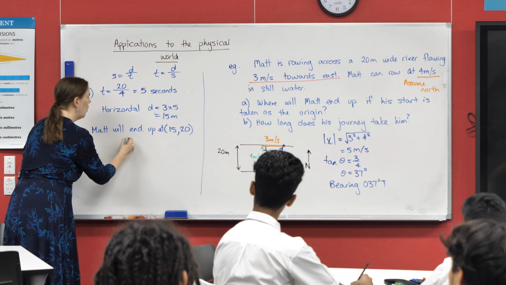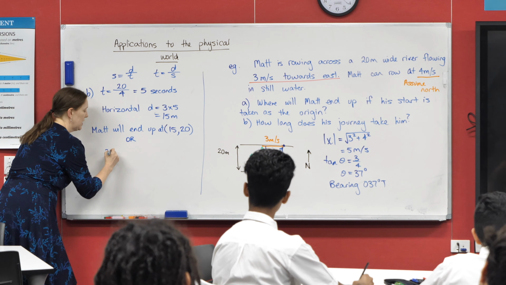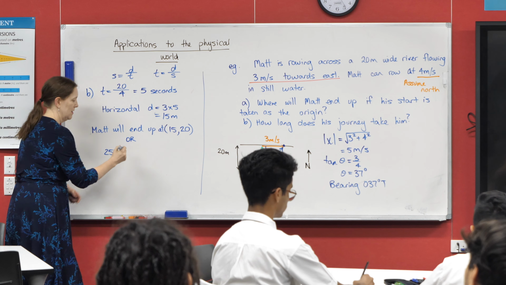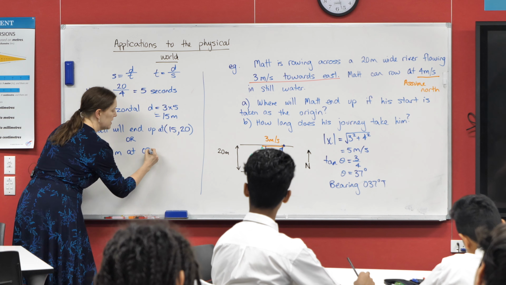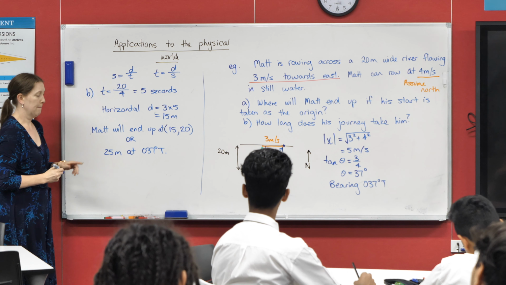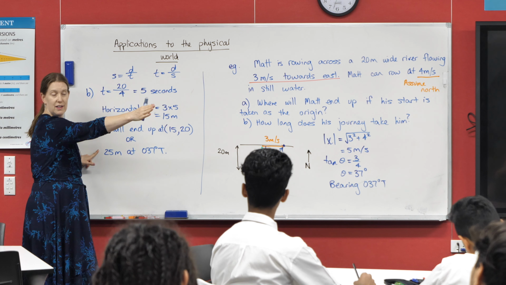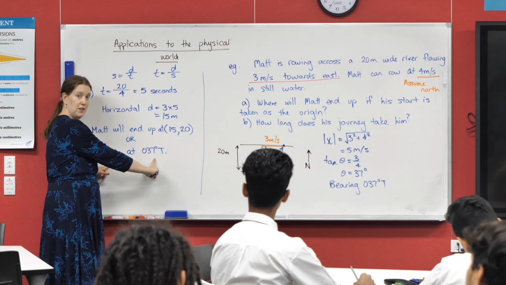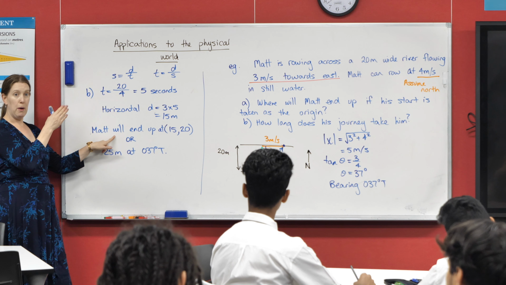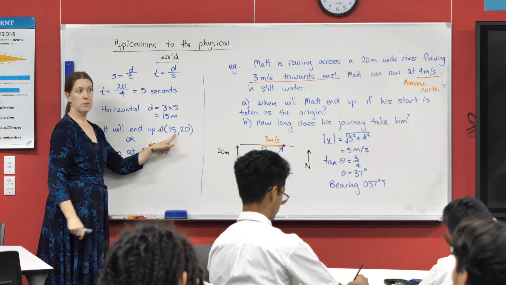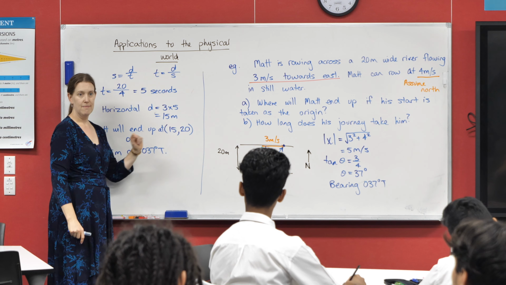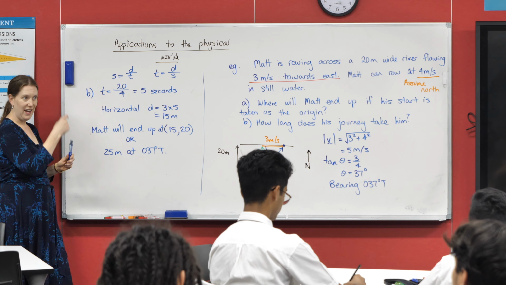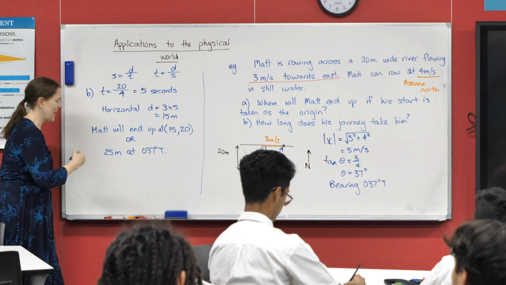Agreed? Or 25 meters at 037 degrees true. This is his straight line, magnitude, direction. This is his component form, which gives me also magnitude and direction. How did I get 25? Because it is a 5-second journey at 5 meters per second. You could have answered this question either of these ways. Are we happy with that one?